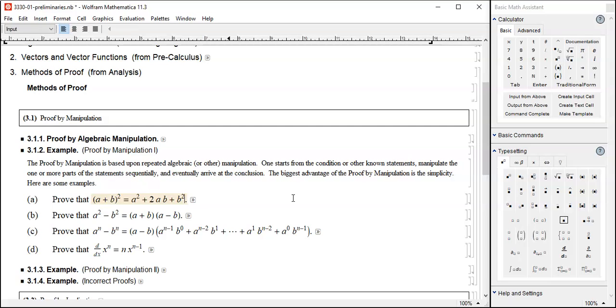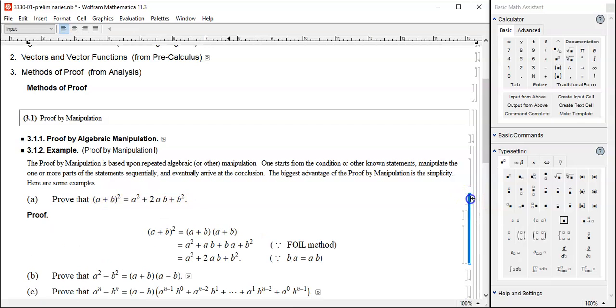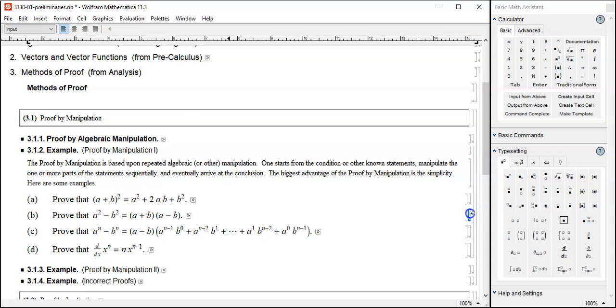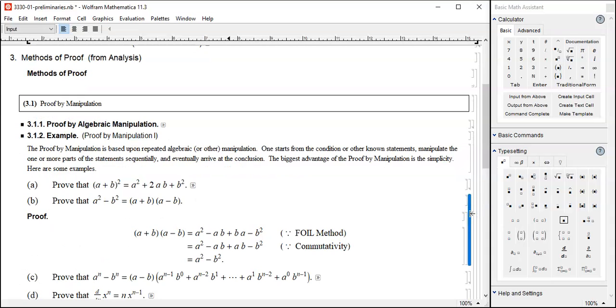Start from the left hand side, work it out, and then get to the right hand side. Kind of like this. Almost the simplest possible example of algebraic manipulation. Or sometimes it is more convenient to start from the right hand side and work out, and then you get to the left hand side.